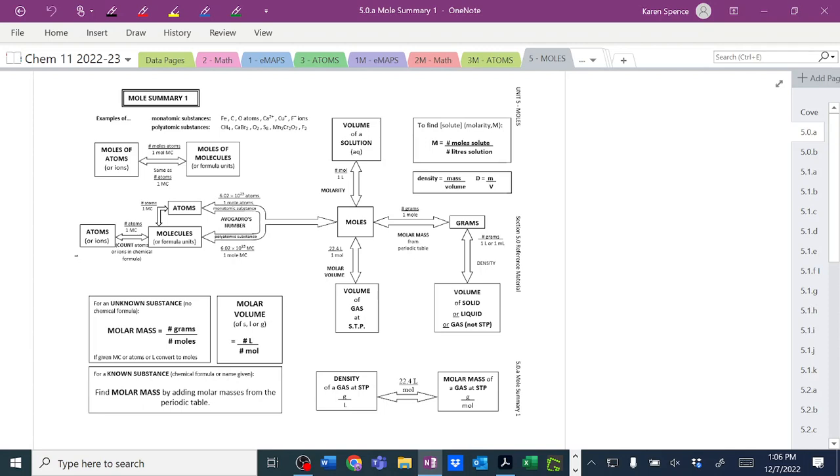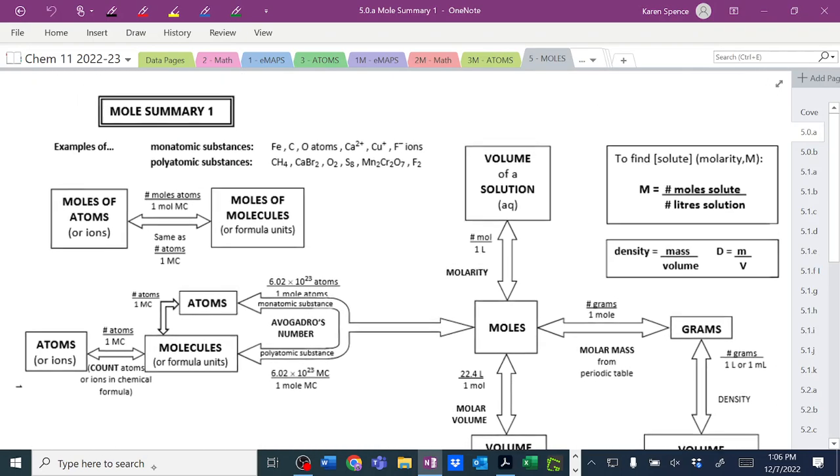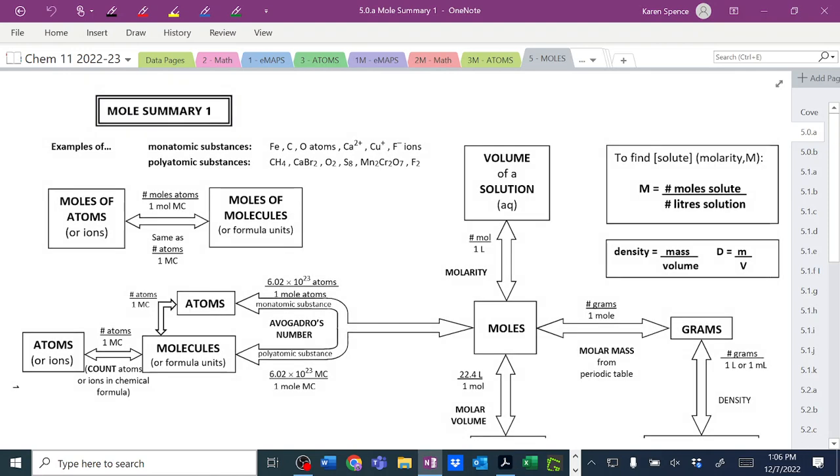And what it allows you to do is start with moles. And for moles, you can go one of two directions. If you have moles of atoms, you can convert directly into atoms. But if you have moles of molecules, then you have to go from moles of molecules to the number of molecules, and then you can go to the number of atoms.